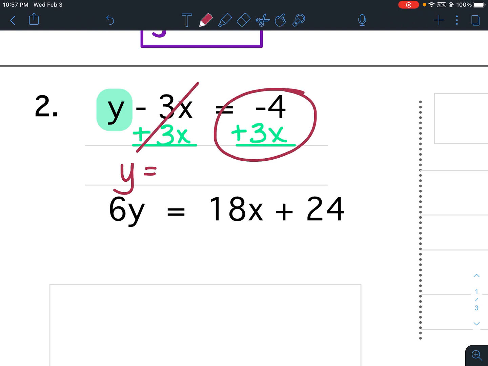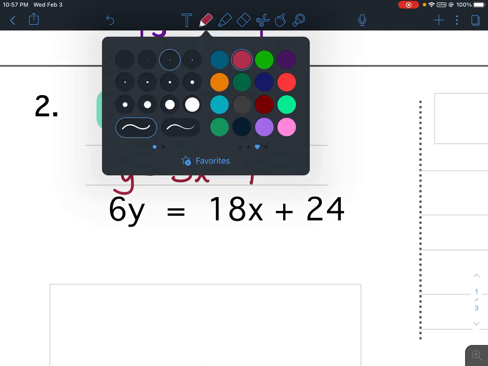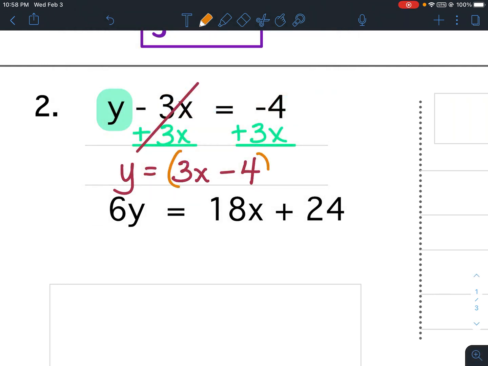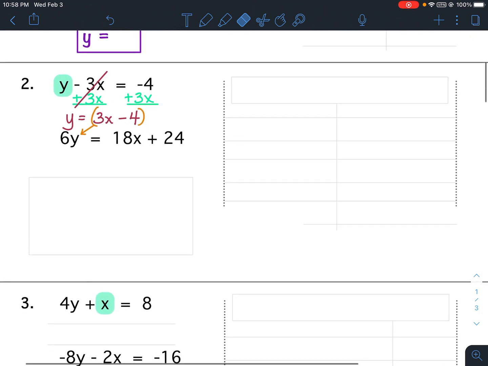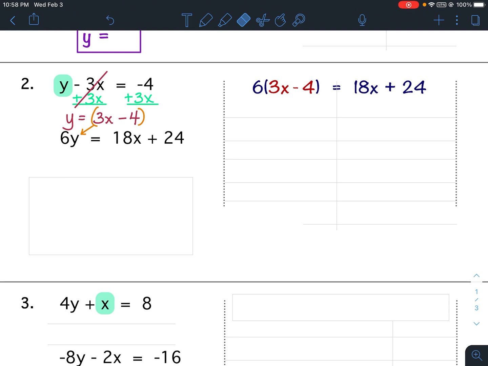Now, again, these are not like terms. I cannot combine them. So what I do is I bring down the x term first and the constant term last. And now I'm going to take this and substitute that in for this y. I solve for the top y, I substitute that in for the bottom y. So it would look like this.